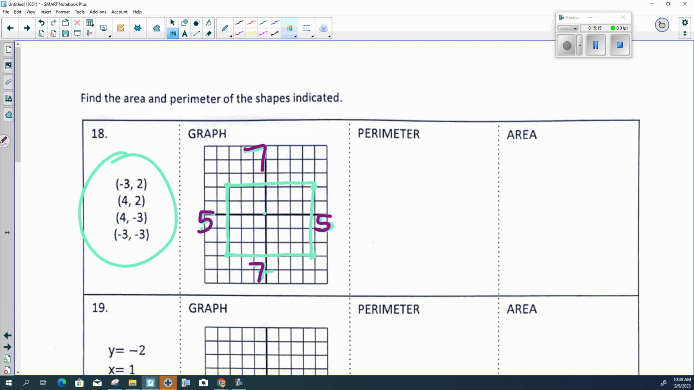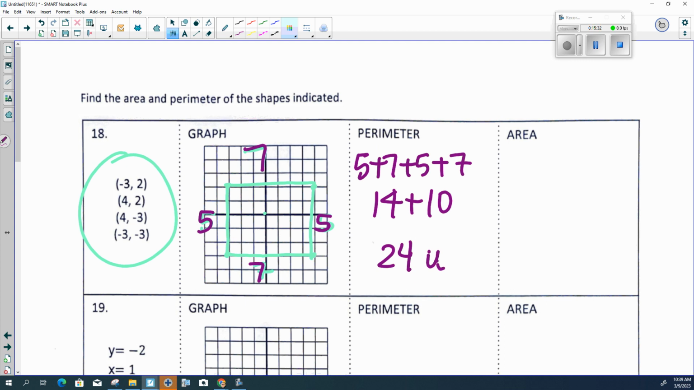Okay. Perimeter is when I add up all the outside. 5 plus 7 plus 5 plus 7. I know 7 and 7 is 14. I like doing them in my head sometimes. I know 5 and 5 is 10. So I've got 24 units. These are licorice pieces, 24 licorice pieces. 1, 2, 3, 4, 5, 6, 7.